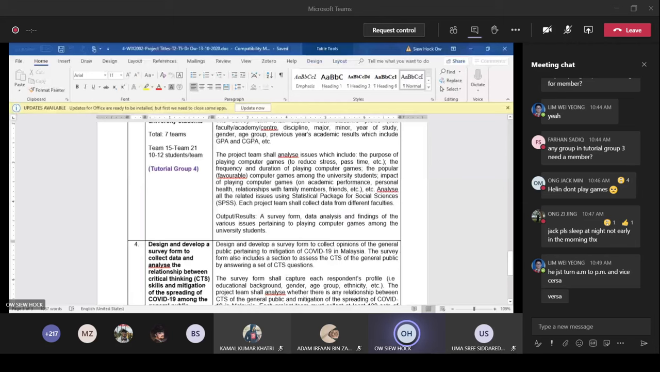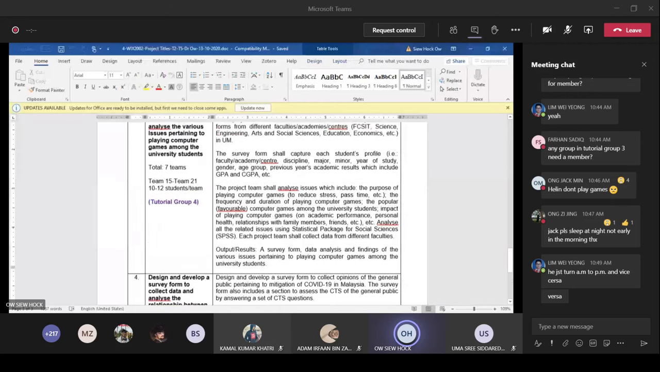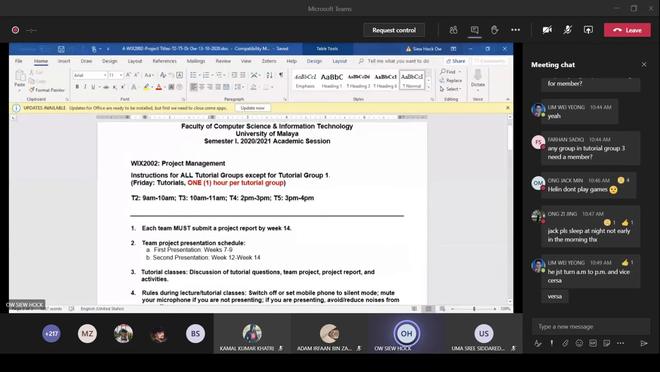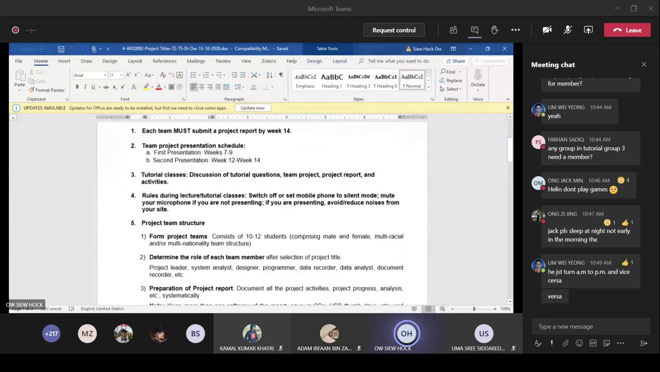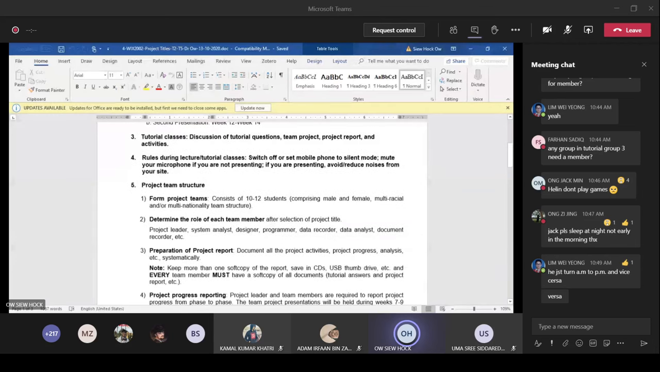Okay, so that's about project titles and also the project team structure. So make sure your team structure fulfills the conditions I mentioned. Okay, must have males and females, multi-nationality or multi-racial. Okay, any of this you have to fulfill. At least one or two of these requirements, because it is not healthy to have, let's say, all Malaysians. And that's why some foreign international students say, I have difficulty finding a team, you see. So I want you to interact among yourselves.